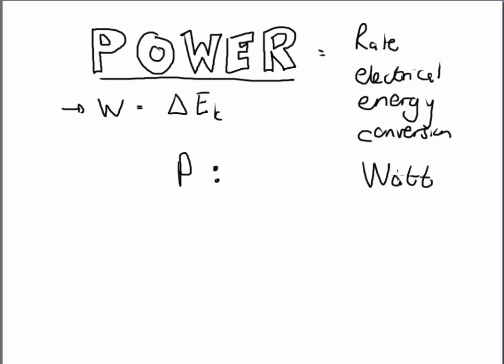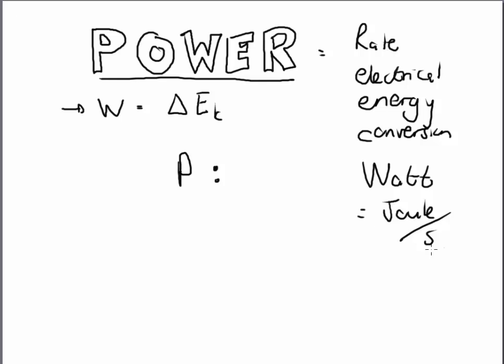And watt can be defined as the amount of energy per second. If power is the rate at which electrical energy is converted, and rate has something to do with time, it makes sense that watt is also known as joule per second. So how much energy does it use per second?